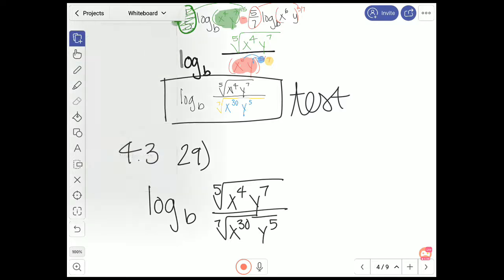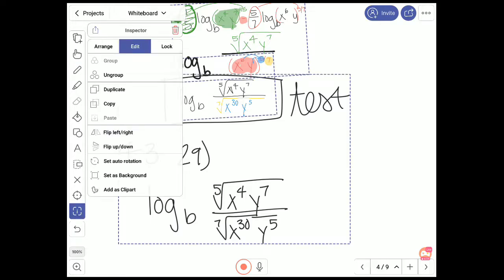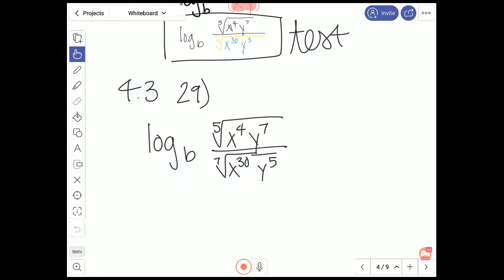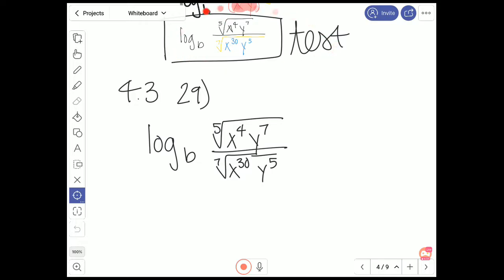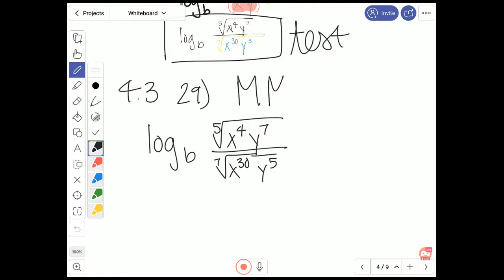So I'm going to work the rest of this out the way that the book, the way that my math lab, is going to want it. Keep in mind, this is what I would want on the test, but what I'm going to do from here is what they're going to want for my math lab. I'm just going to call that MML. So this is what they're wanting for this question.